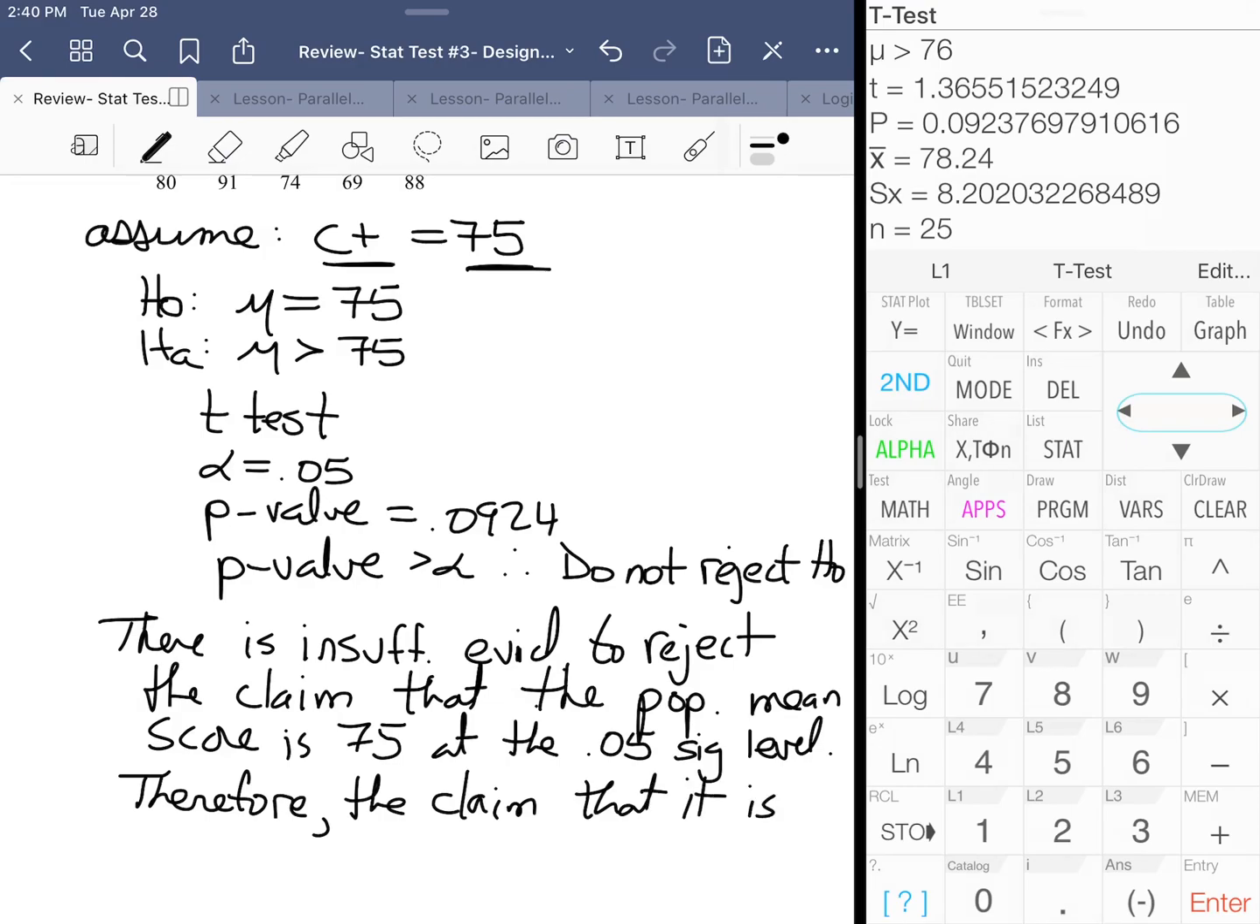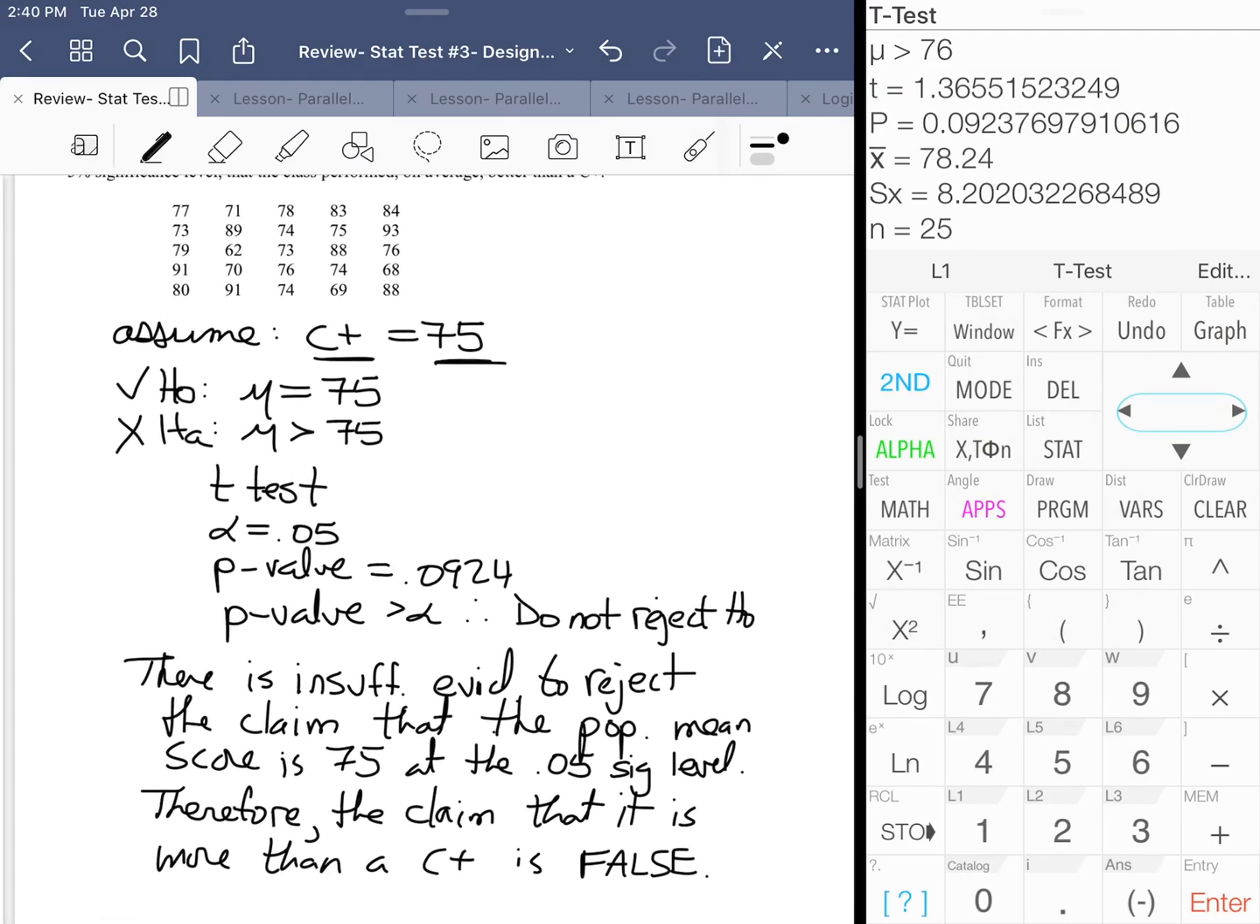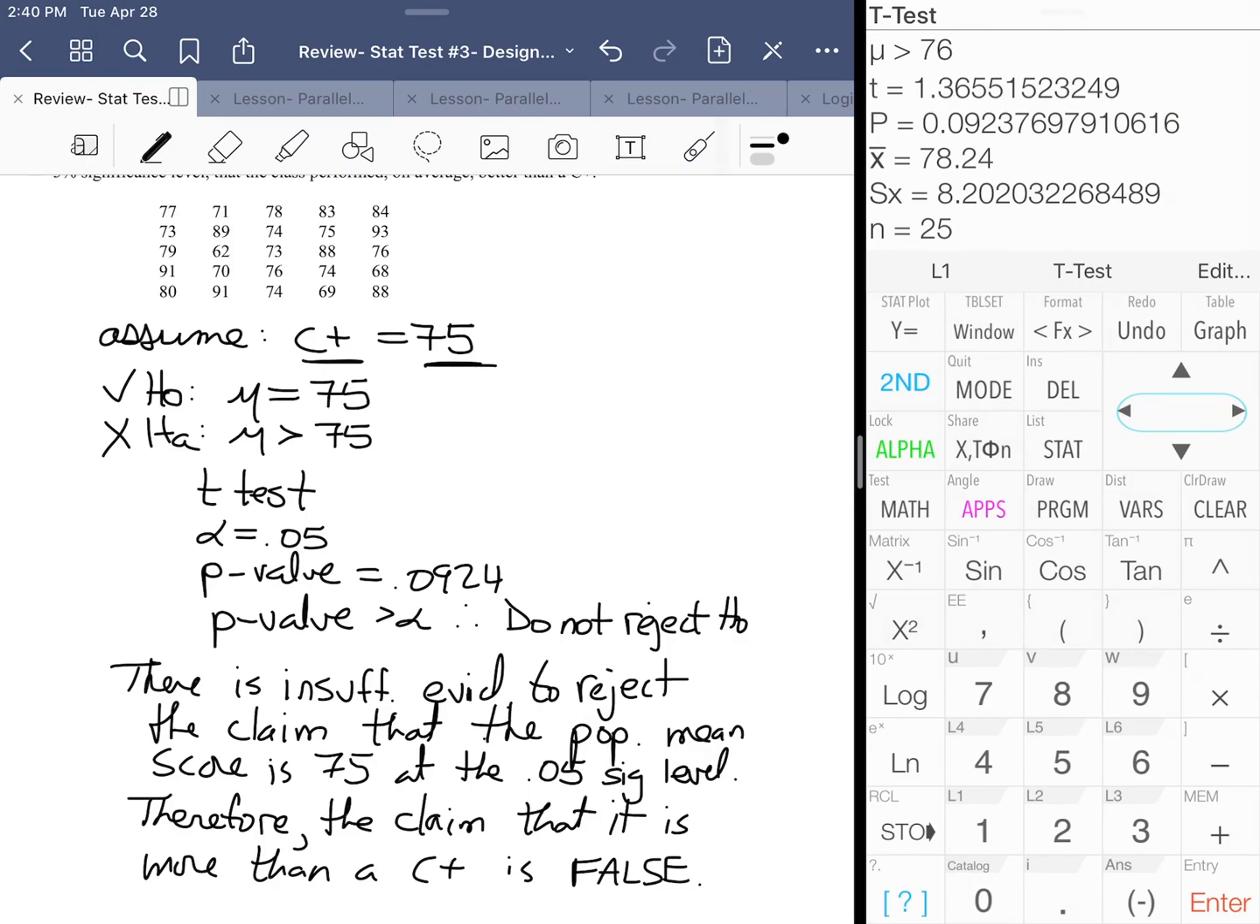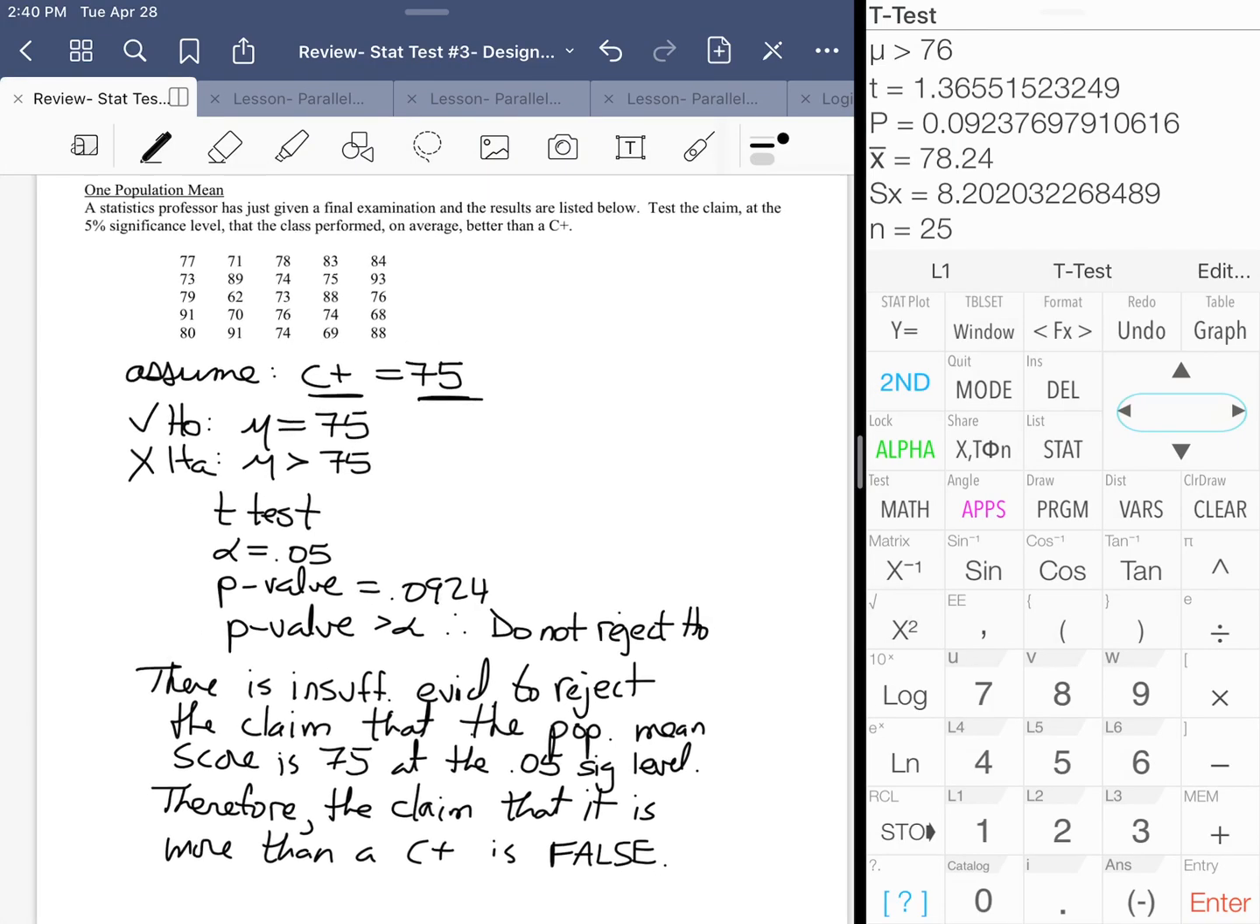Therefore, the claim that it is more than a C plus, because I want to get their terminology in there as well, is, well, not enough evidence to reject the null, which means that null is true, which means the alternative is false. And so there we are. So whatever the class average was here, it wasn't better than a C plus.